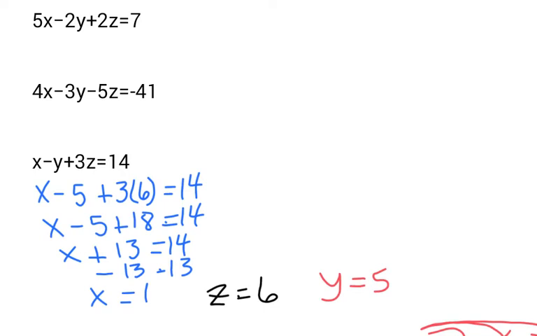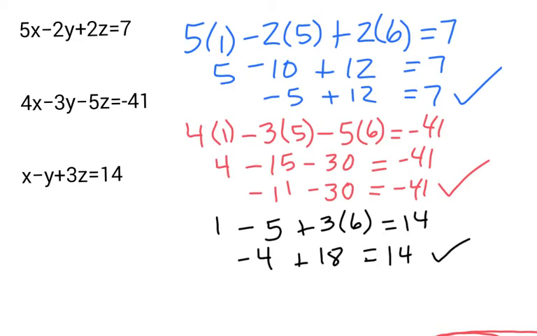And just in case I've made a miscalculation somewhere, I want to check all of these solutions. So I take all of these solutions, x is 1, y is 2, and z is 6, and I check it in all three of the equations because it has to work for all three of them. And when I do that, they all check. So I know that my solutions are correct.